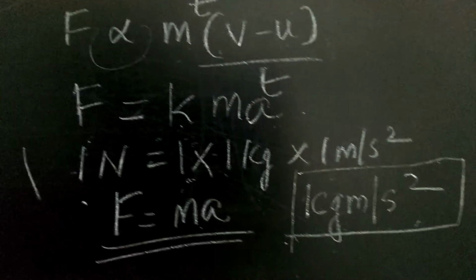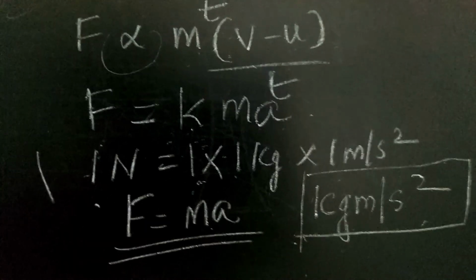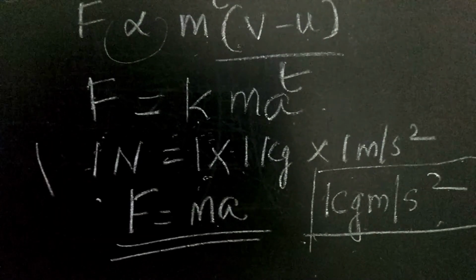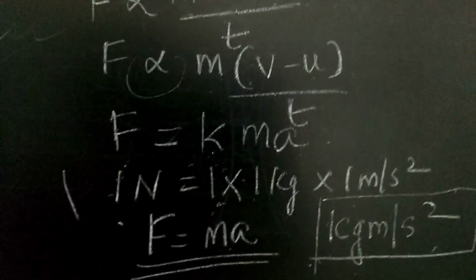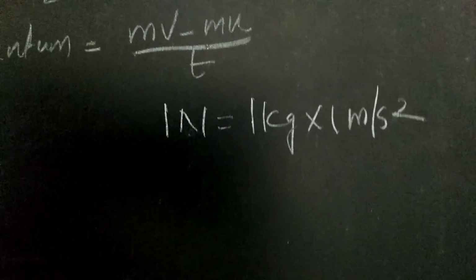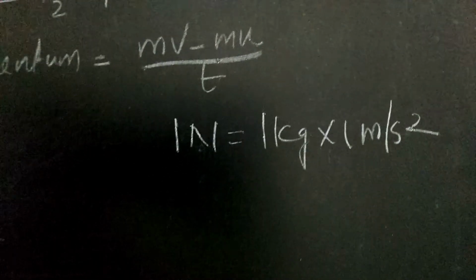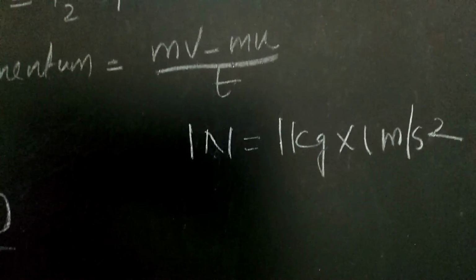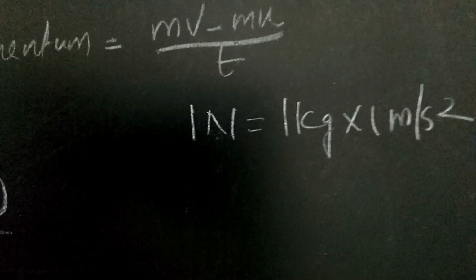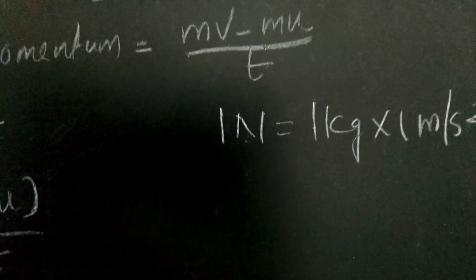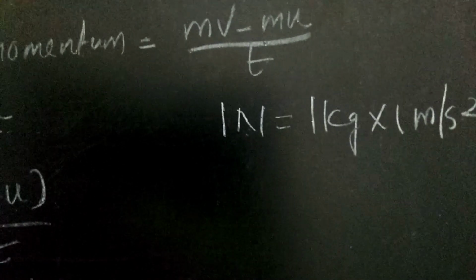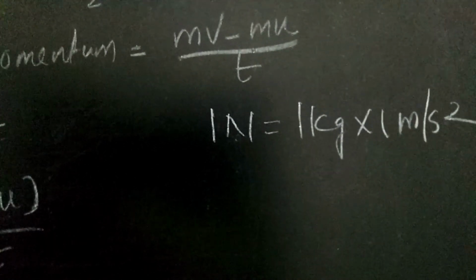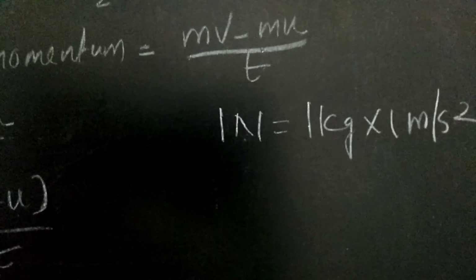Its derived unit is kilogram meter per second square, but in honor of the great scientist, we take Newton as the unit of force. Is it clear? Now we can write 1 Newton is equal to, from F is equal to ma, 1 kilogram into 1 meter per second square. So we can state that the force is said to be 1 Newton if it produces an acceleration of 1 meter per second square on an object having mass 1 kilogram.